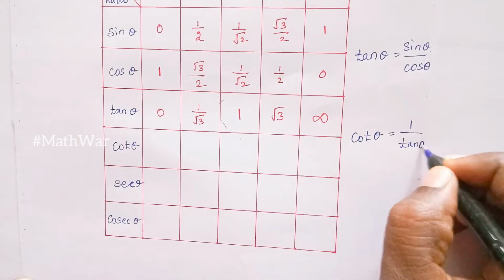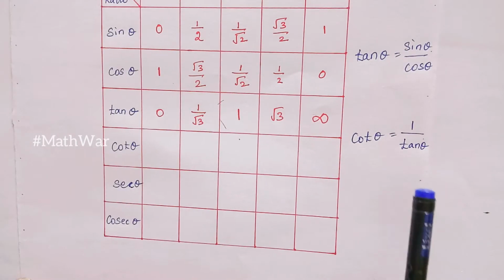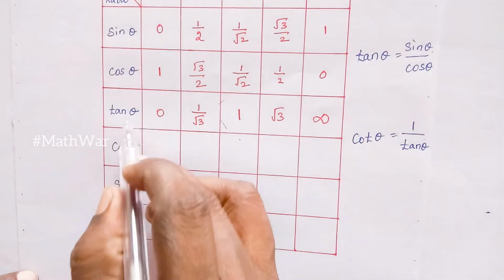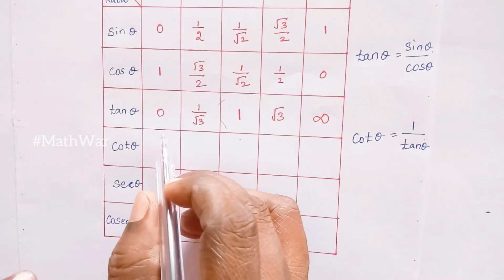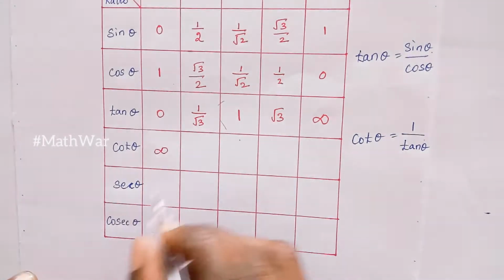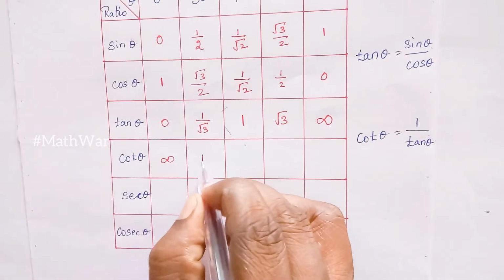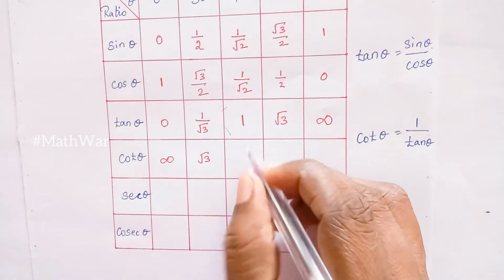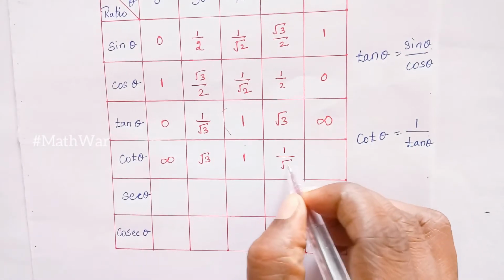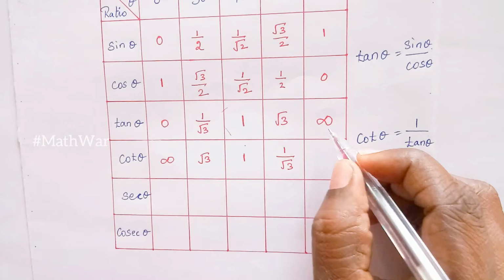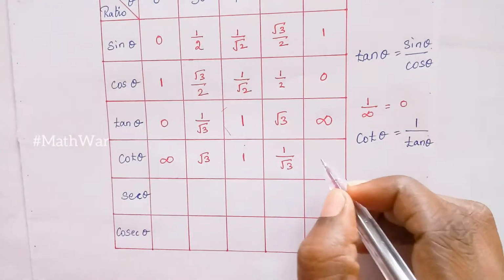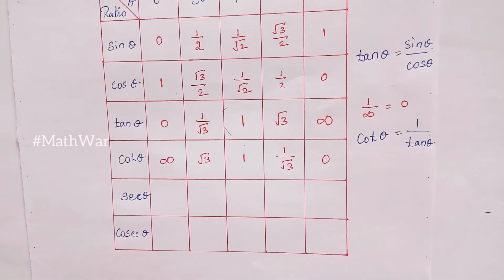Next, already you know cot theta is nothing but 1 by tan theta. The reciprocal of tan theta is cot theta. So now we have tan theta here, and cot theta we write here. Reciprocal of 0 means it is 1 by 0, again it is infinity. Reciprocal of 1 by root 3 is root 3. Then reciprocal of 1 is 1. Reciprocal of root 3 is 1 by root 3. Reciprocal of infinity, that is 1 by infinity, is nothing but 0.